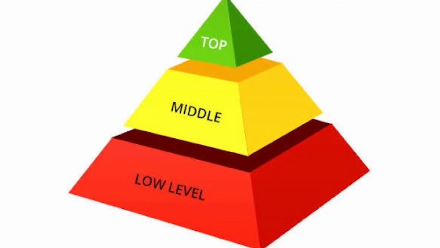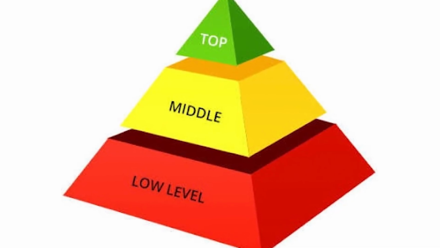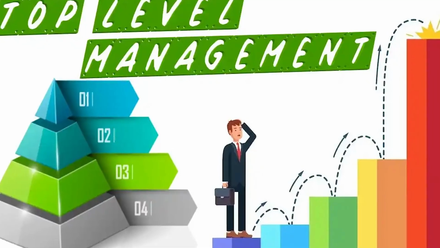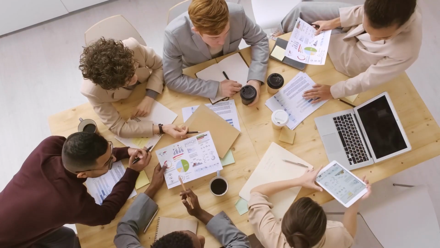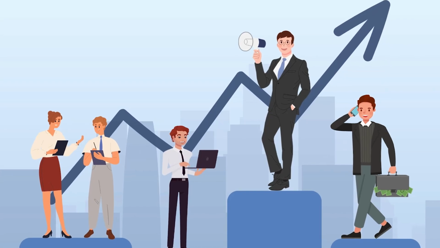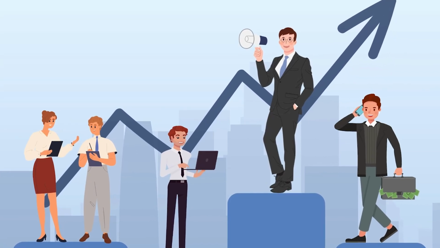Some examples of top management positions are Chief Executive Officer, responsible for the overall operations and strategic direction of the organization. Chief Financial Officer, responsible for financial planning, risk management, and financial reporting of the company. Chief Operating Officer, responsible for overseeing operational functions and ensuring efficiency across the organization.